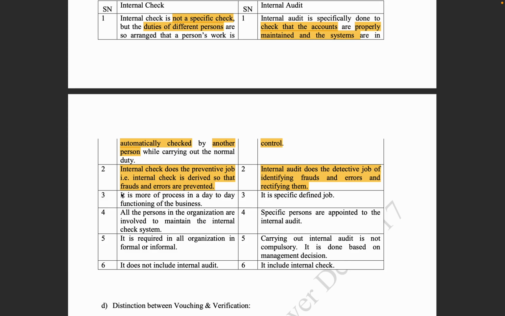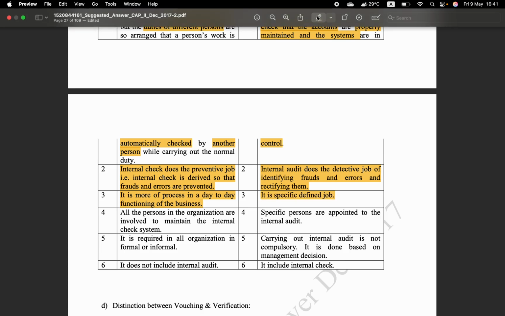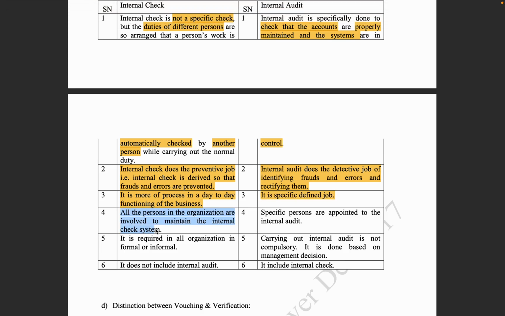Internal check is more of a process in the day-to-day functioning of the business, while internal audit is a specific defined job. In internal check, all the persons in the organization are involved to maintain the internal check system, while specific persons are appointed for the internal audit, likewise an internal audit committee.